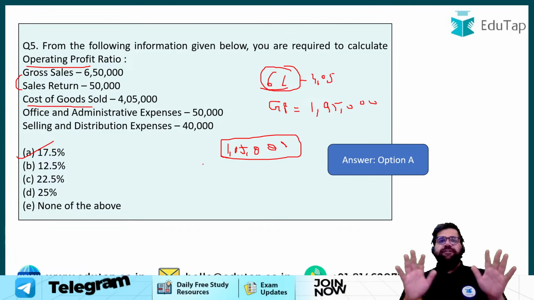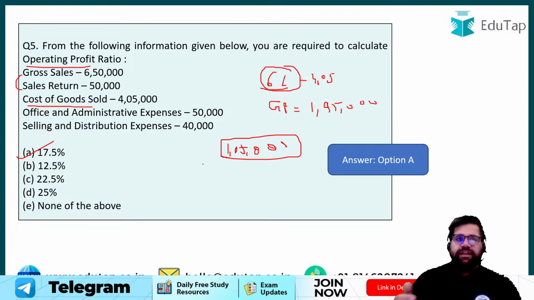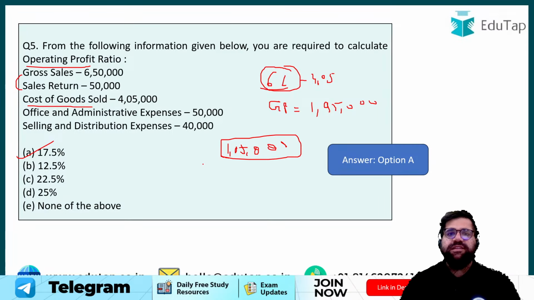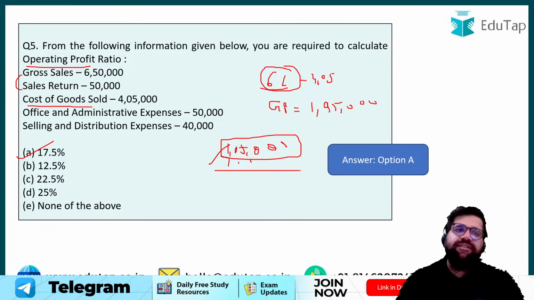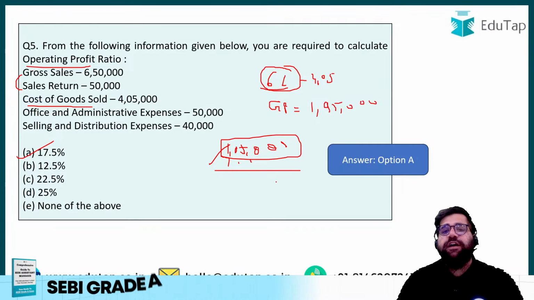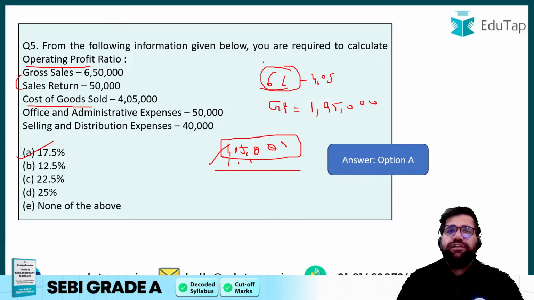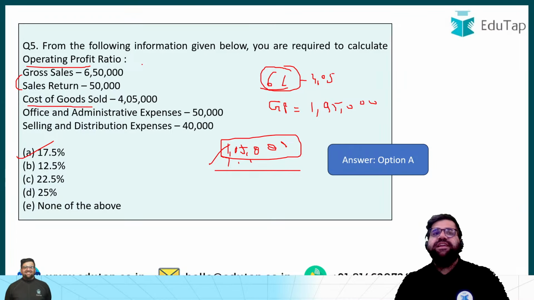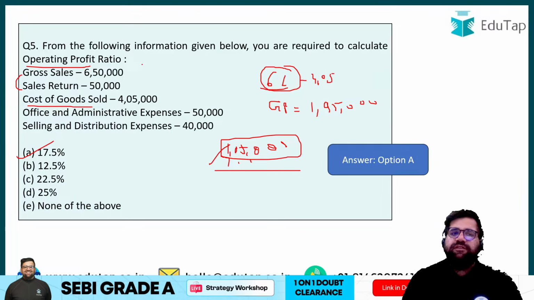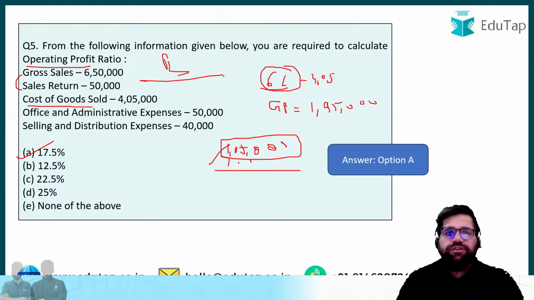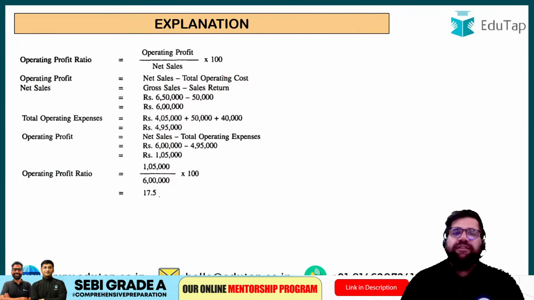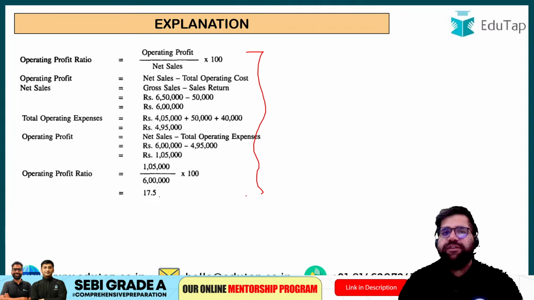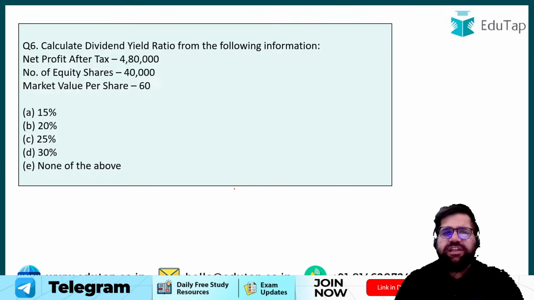So what we have done, we have calculated our gross profit first, then deducted the operating expenses from it. My total operating income was coming as 1 lakh 5,000. I have divided 1 lakh 5,000 by 6 lakh, because your operating profit ratio is operating profit divided by sales, and sales in this case is 6 lakh. So 1 lakh 5,000 divided by 6 lakh will give you answer as option number A. Now this is your phase 2 level question. If you are practicing, then practice at a very good scale. This is what the explanation is, but we have done it, so we are not focused on explanation anymore.